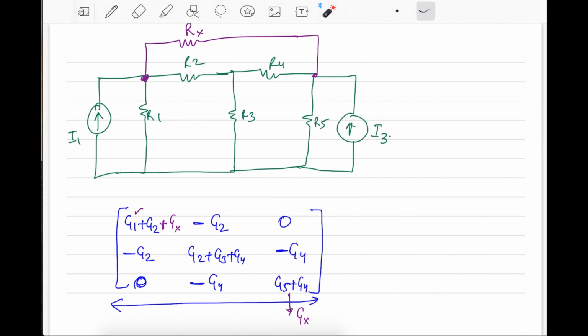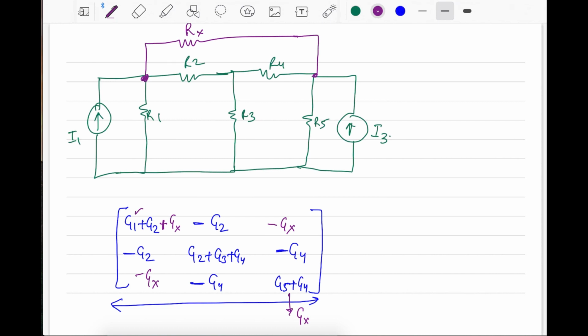Yes, 1, 3 and 3, 1. So will that be negative or positive? Negative. Right. So it will add here also, negative, and it will add this side also. Good. So I hope you get this point.